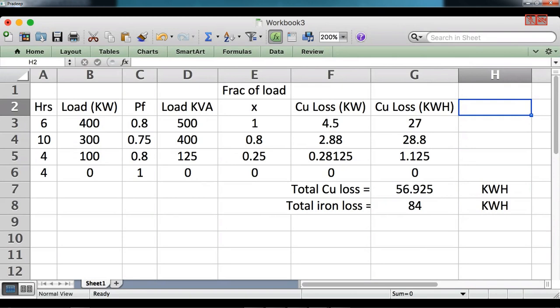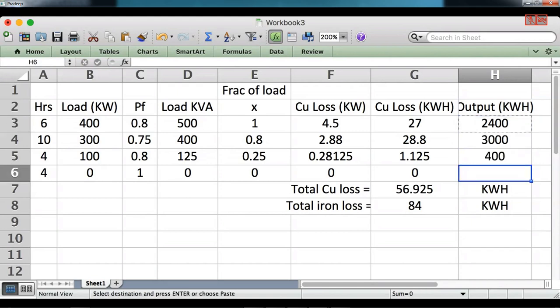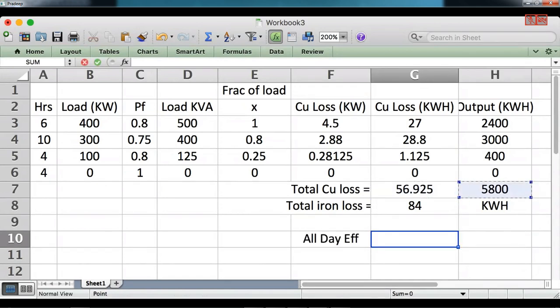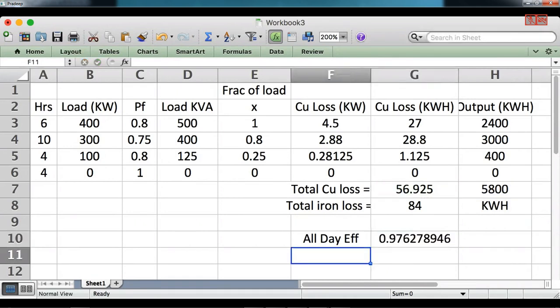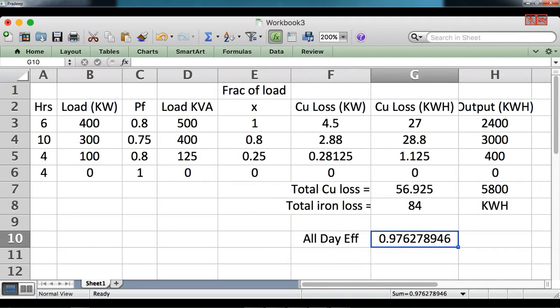So then what is the total output in kWh? So that is nothing but load multiplied by the number of hours. So like this I am getting. So here also I will be getting the total load. So now finally I can find out the efficiency, all day efficiency. So all day efficiency will be 5800 divided by again 5800 plus energy lost in the copper plus energy lost in the iron. So this way 97.62% all day efficiency I am getting.